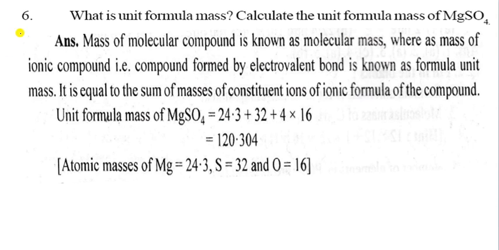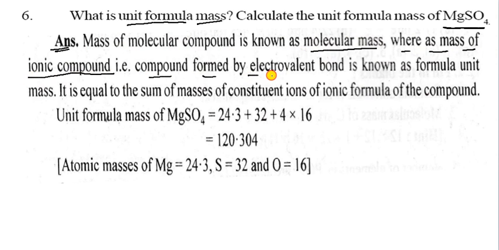Now come to the next question, that is the sixth question. What is unit formula mass? Calculate the formula unit mass of MgSO4, that is magnesium sulfate. So let us start. Mass of molecular compound is known as molecular mass, whereas the mass of ionic compound, that is compound formed by the electrovalent bond, is known as formula unit mass. It is equal to the sum of mass of constituent ions of ionic formula of the compound.